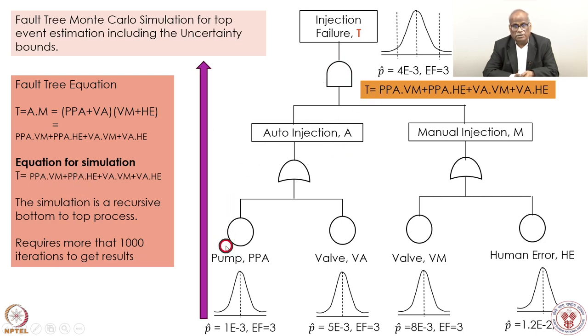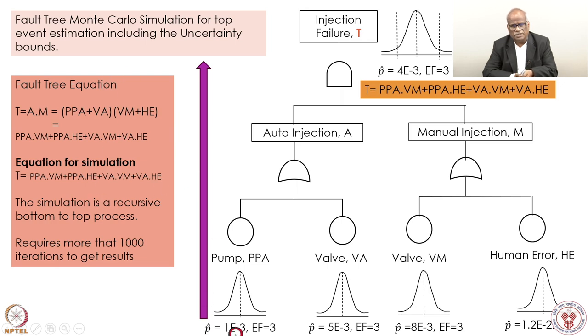That means when A and M are multiplied, you get this cut set here for the top event. So this is our final equation, which will go into the Monte Carlo simulation. And then we set the number of iterations. Let us say we set 1000. So we have provided the information along with the data that we have inputted, and we start the Monte Carlo simulation.